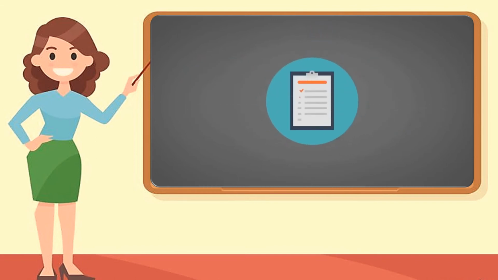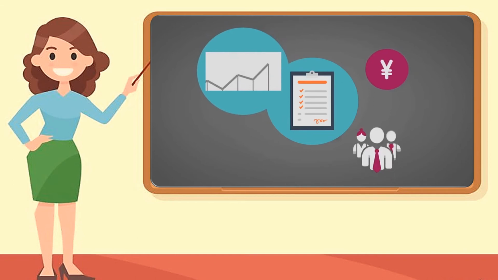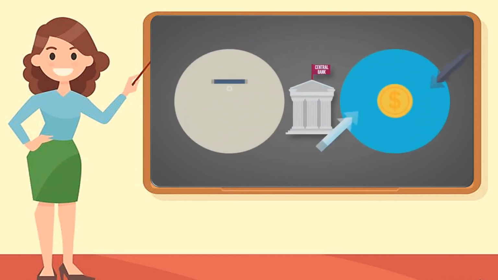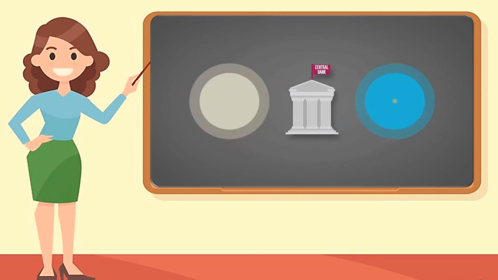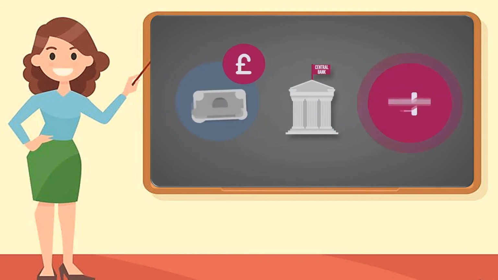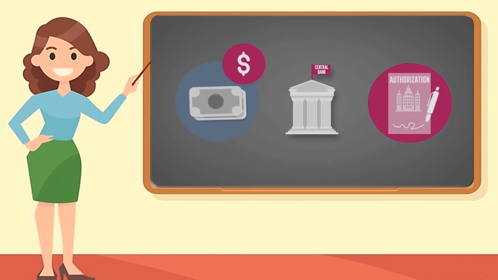Central banks oversee monetary policy to implement specific goals such as currency stability, low inflation, and full employment. They determine the interest rates that influence the bank's pricing schemes and the economy's money supply. They issue currency and grant authorization to establish banks.